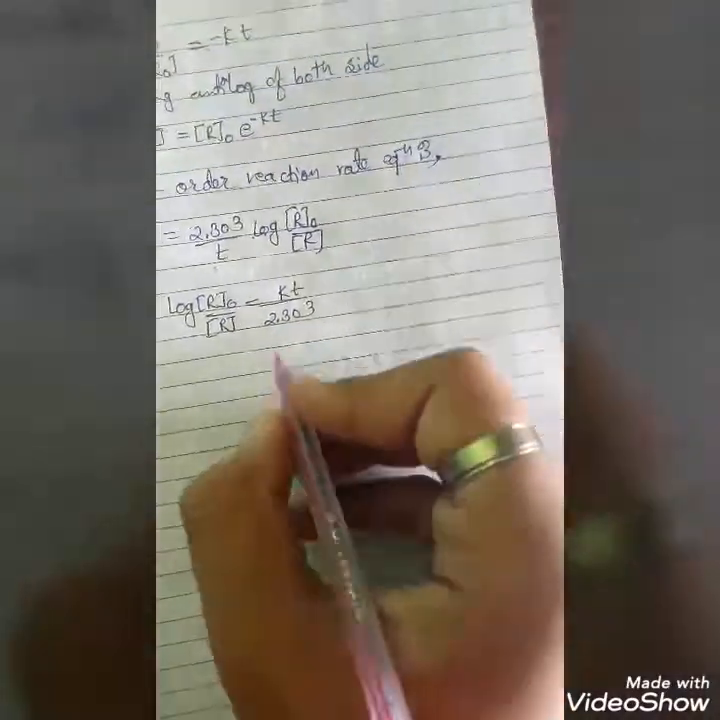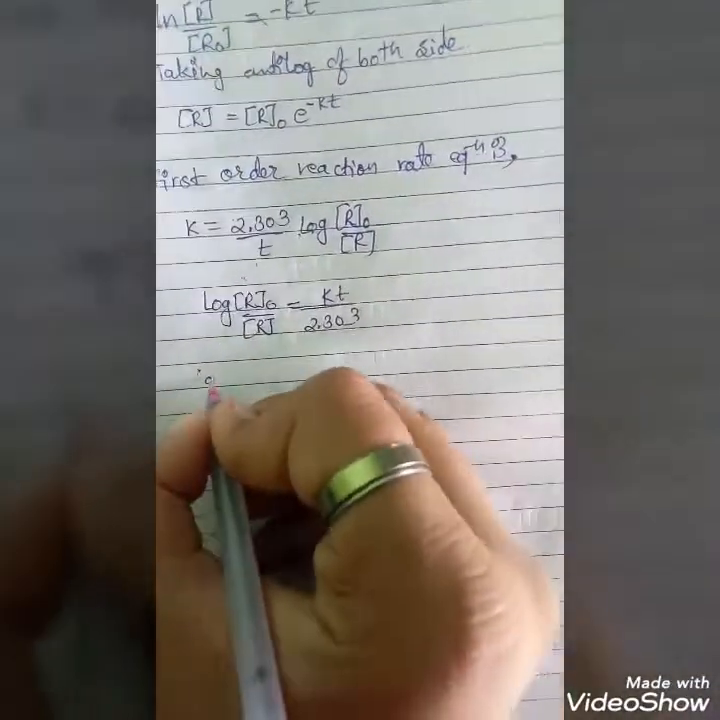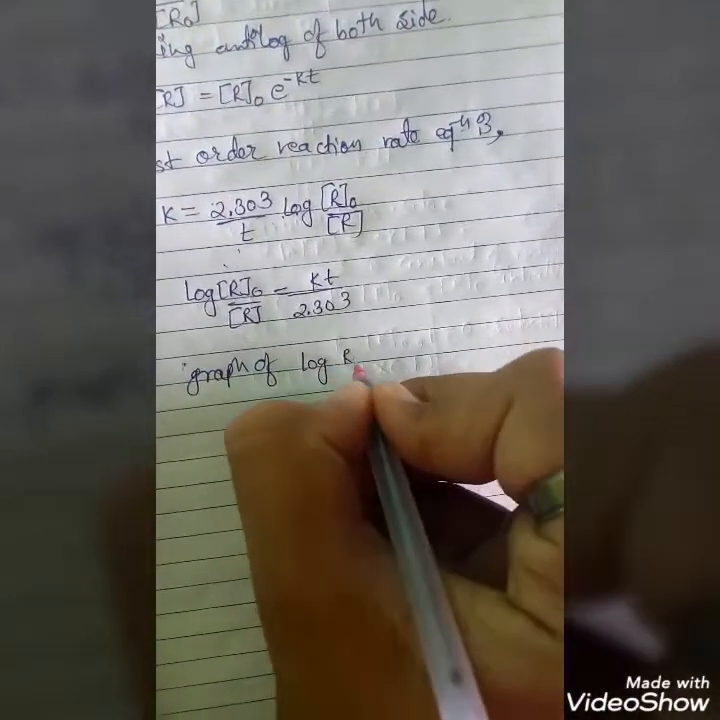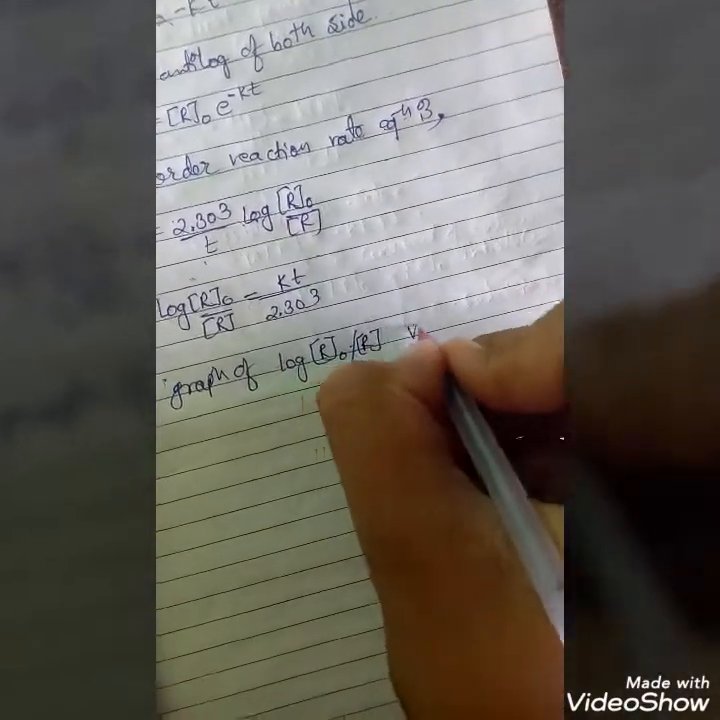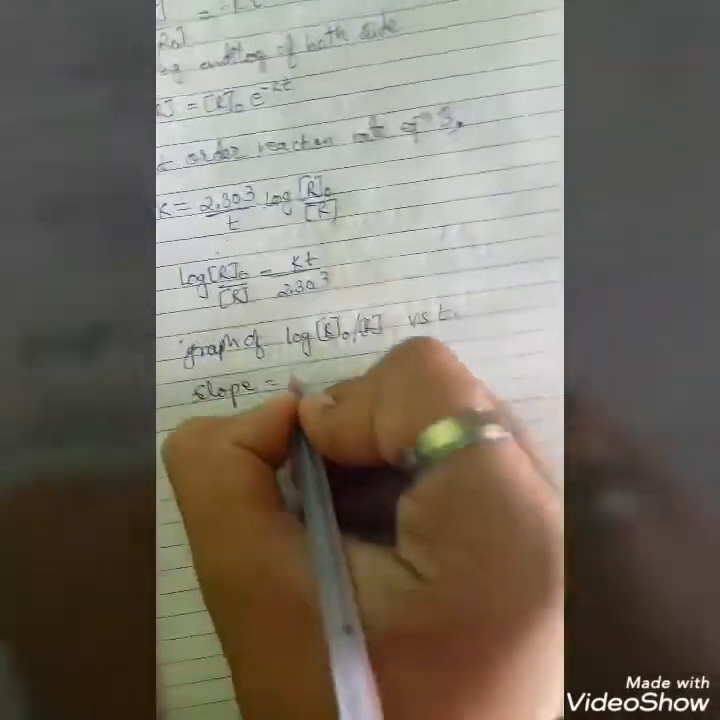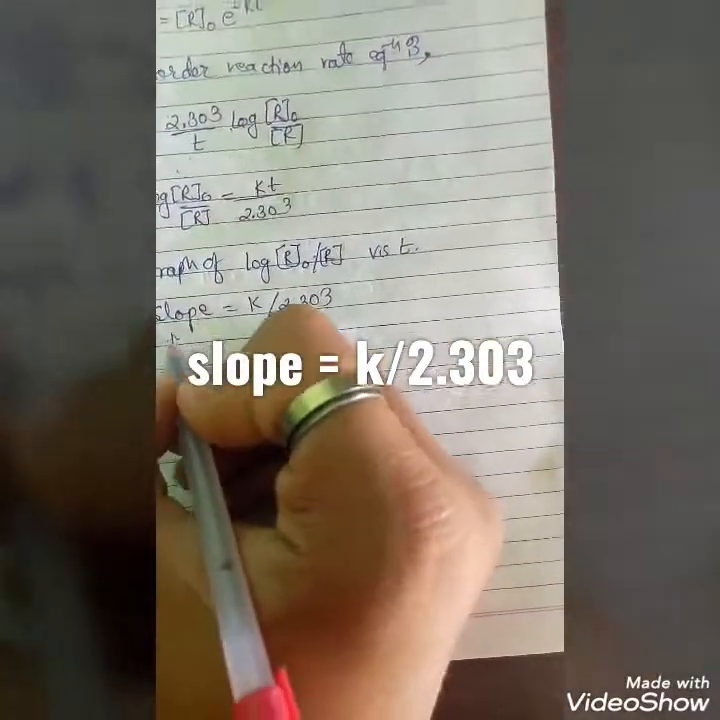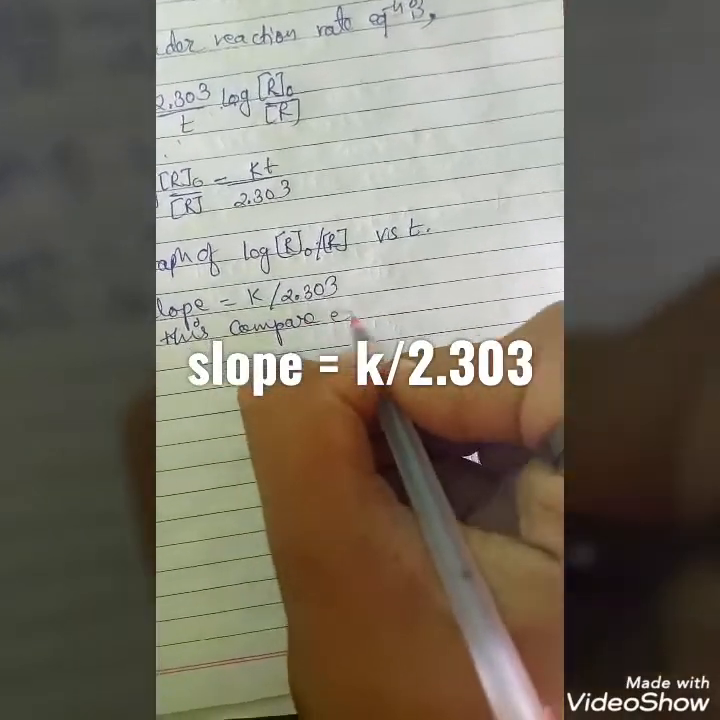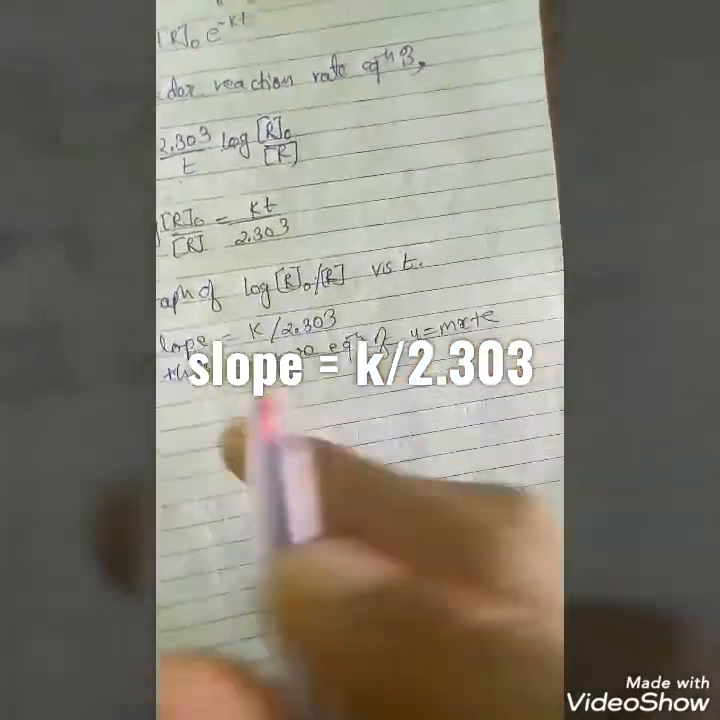So we can plot the graph of log R0 by R versus t. We get the slope k upon 2.303. This is compared with the equation of y is equal to mx plus c.